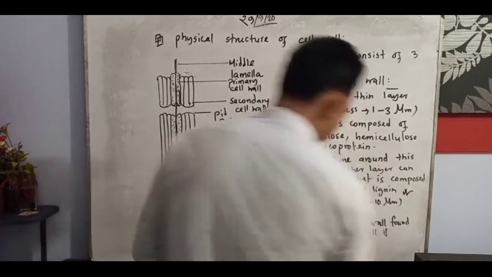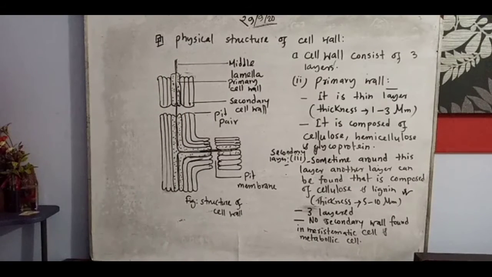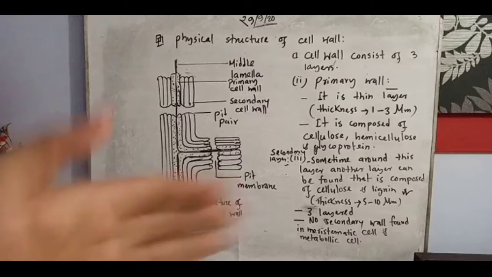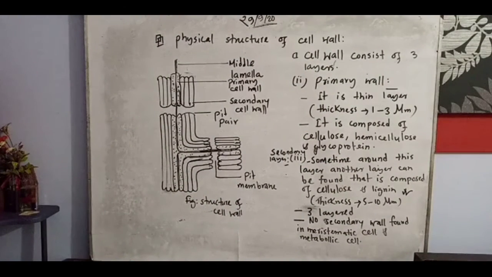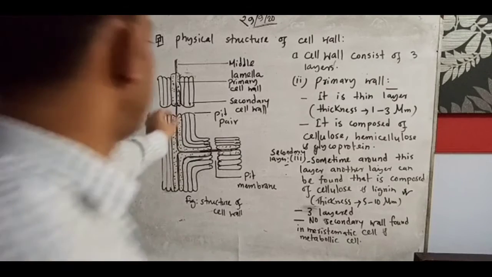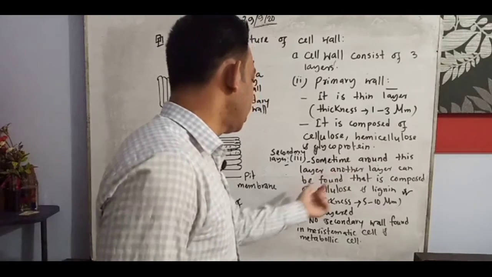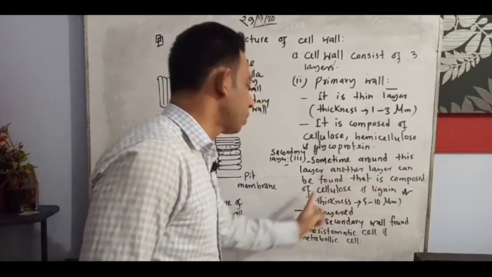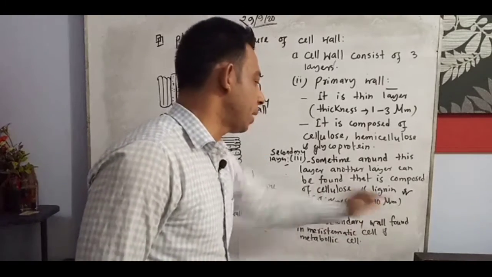I write in a very small way so that you can see the lower part of that one, the very lower part. I have written it there. The third one is the secondary layer. Sometimes, around the primary layer, you can write another layer that is composed of cellulose and lignin, called the secondary layer. Their thickness is 5 to 10 micrometers.